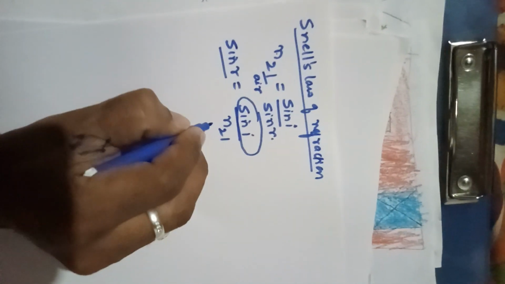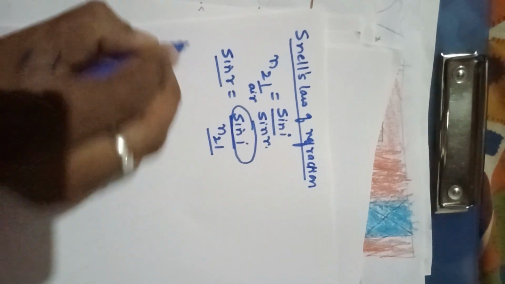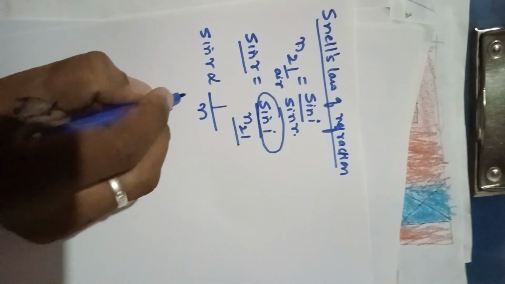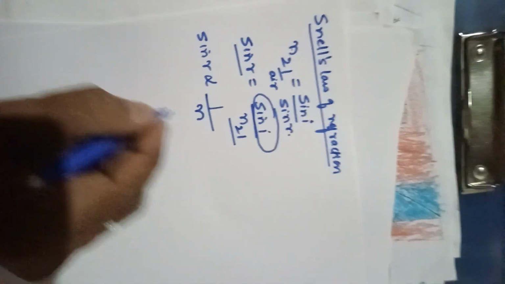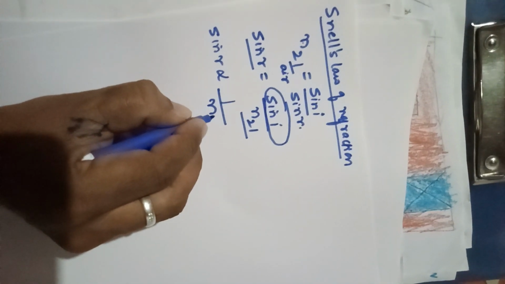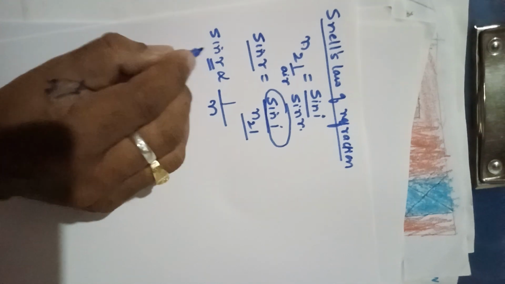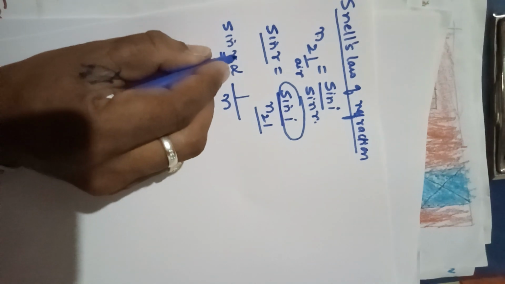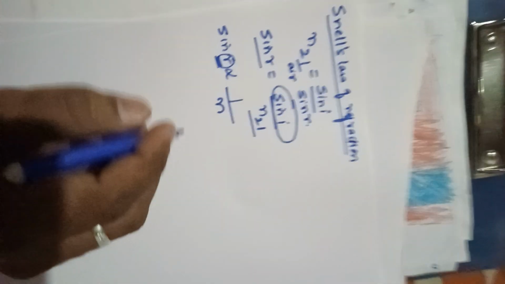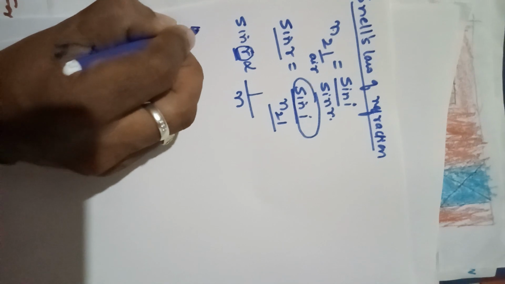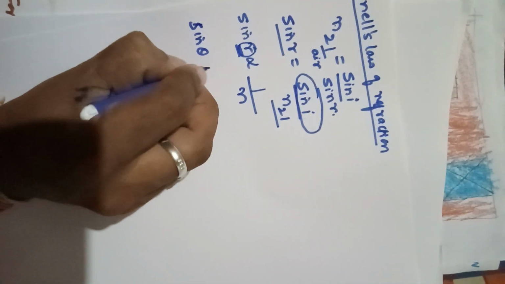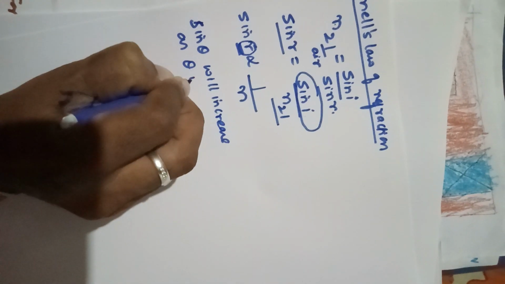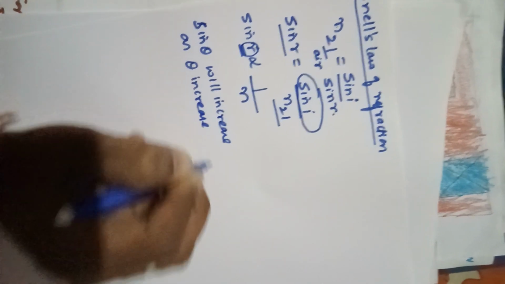Now sine r will depend on the value of n21. How does it depend? Sine r is inversely proportional to the value of refractive index. Inversely proportional means if refractive index is highest, then sine r will be less. If sine r is less, then r also will be less. We know that sine theta will increase as theta increases. We have learned this in mathematics.